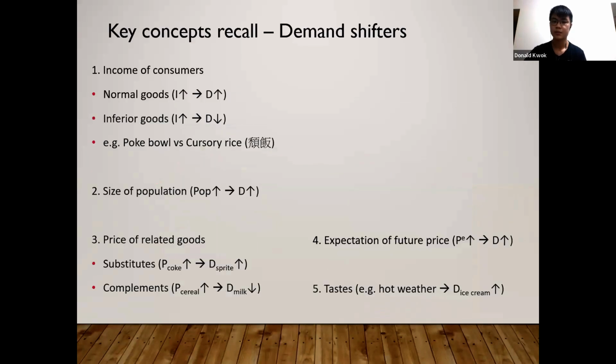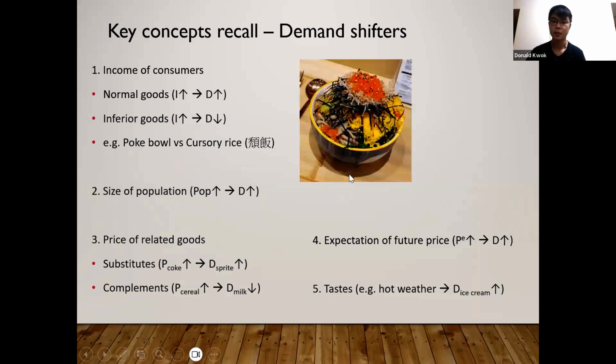So let's start with the demand shifters first. Five points are listed here. The first one is about income of consumers. We have normal goods and inferior goods under this point. Normal goods means that when your income increases, your demand for this kind of good will increase. The example I use here will be poke bowl, right? When your income increases, the demand for this kind of cuisine, the better food, would increase. So the demand for normal goods will increase as a result of an increase in income.